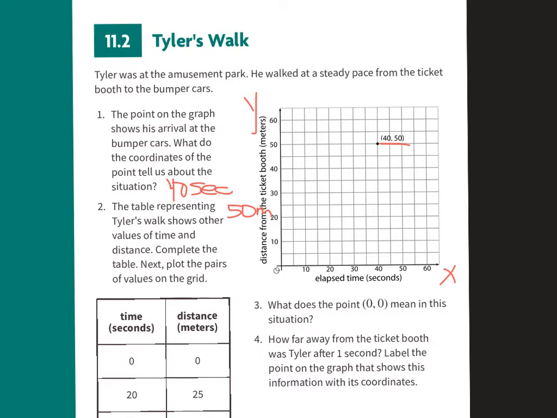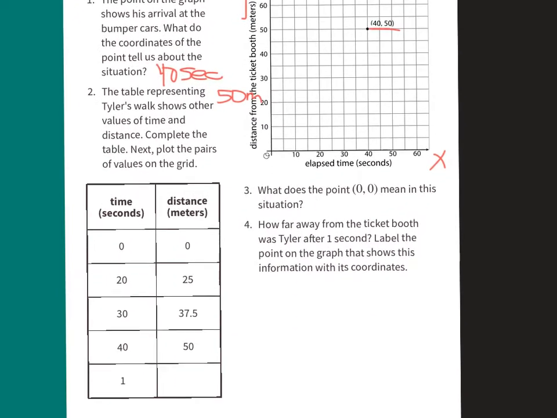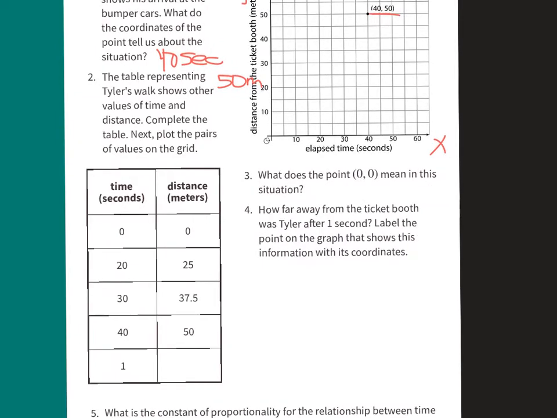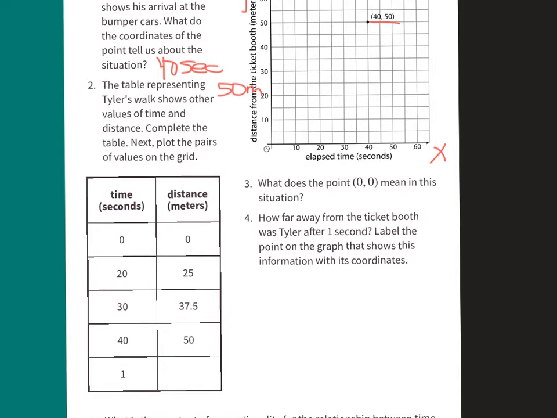The table representing the walk shows other values of time and distance. Complete the table. Next, plot the point pairs on the graph. We need to fill in the bottom one. So, 25 divided by 20. Remember, second column divided by first column. If I pull up my calculator here, 25 divided by 20, I get 1.25. So down in this bottom one, 1.25. Now I need to take these and plot them on the graph.